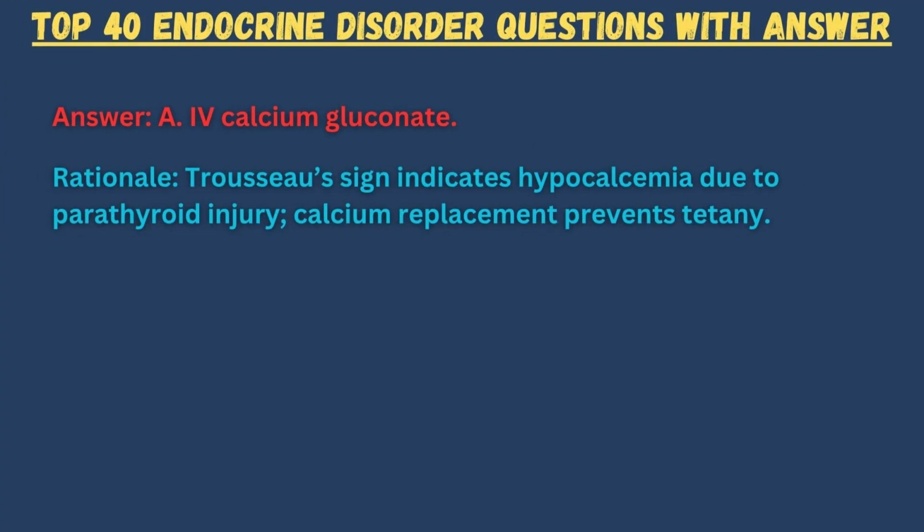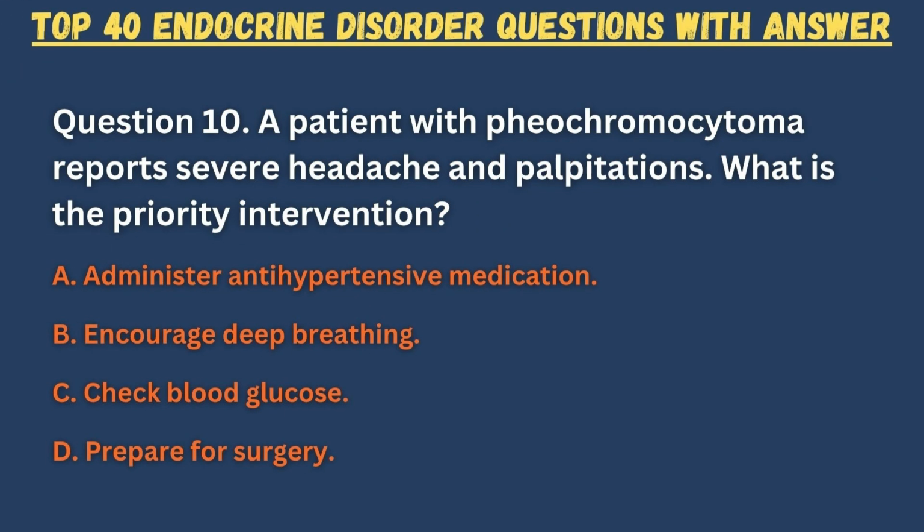Answer. A. IV calcium gluconate. Rationale. Trousseau's sign indicates hypocalcemia due to parathyroid injury. Calcium replacement prevents tetany.